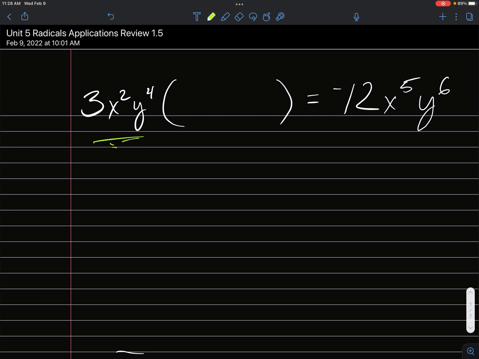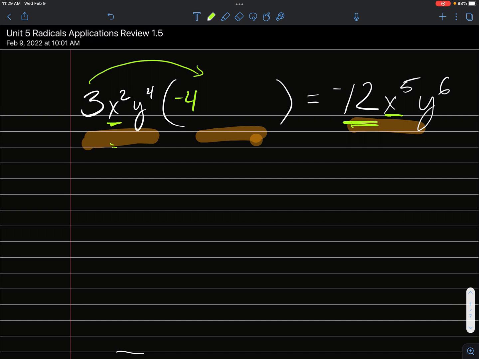So what this is saying is, let's change that up. This times something gives me this. So you can mentally think, all right, 3 times what gives me a negative 12? It would be negative 4. Okay. X to the second times what gives me x to the fifth?